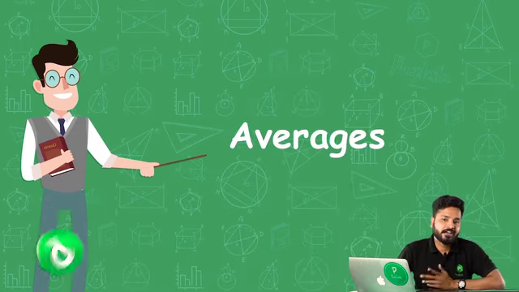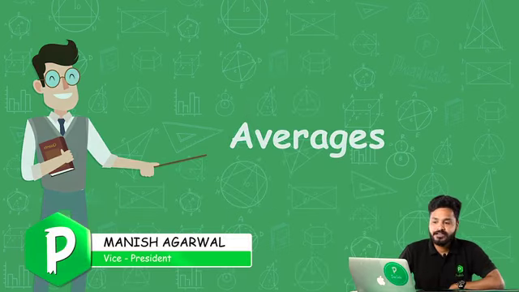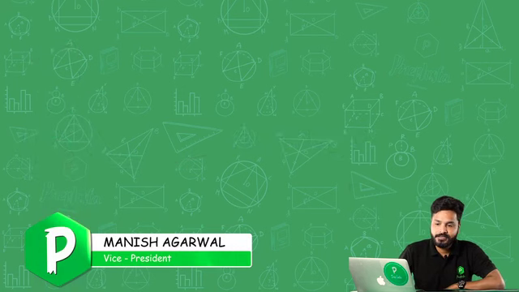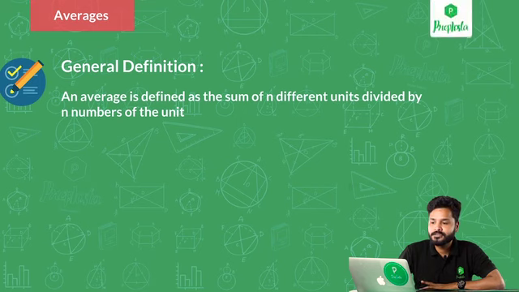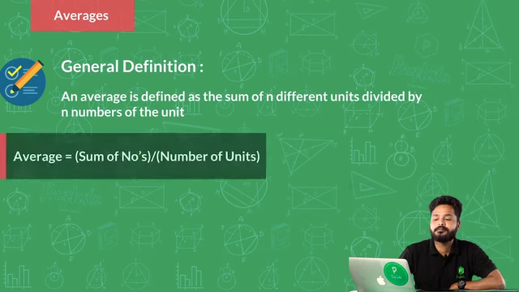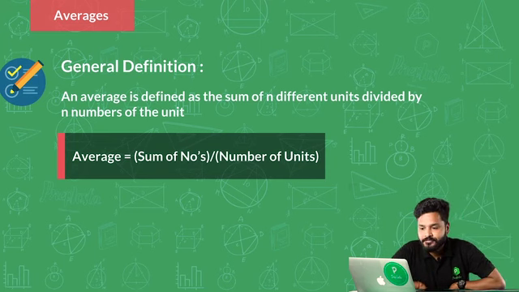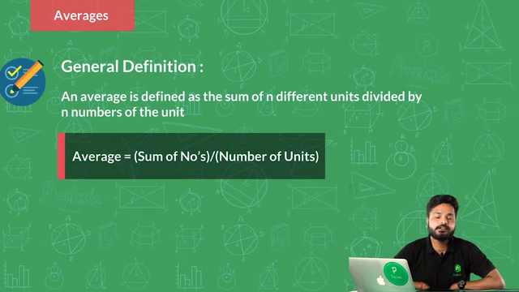I hope every one of you knows what average is, right? It's nothing but the sum of all the total units divided by the number of units. Let me show you the formula here. What is average? Sum of the numbers divided by number of units. Let me explain it using an example.